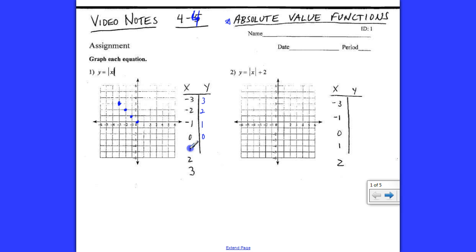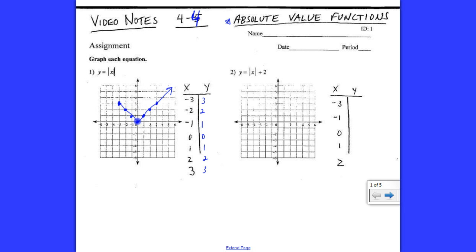Now watch what happens here. 1, absolute value of +1 is also +1. Absolute value of 2 is +2. Absolute value of 3 is 3. And notice what this graph just did. Now this would be true also if I had decimal values in here that would kind of follow along that pattern. So what we actually have here is this graph that looks like this.